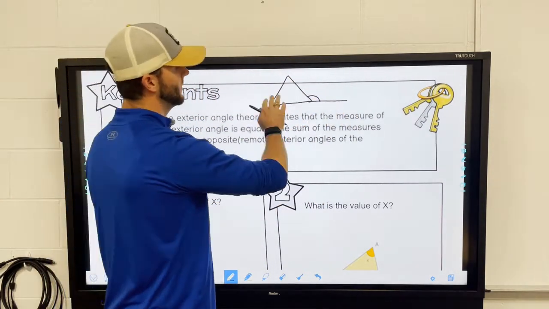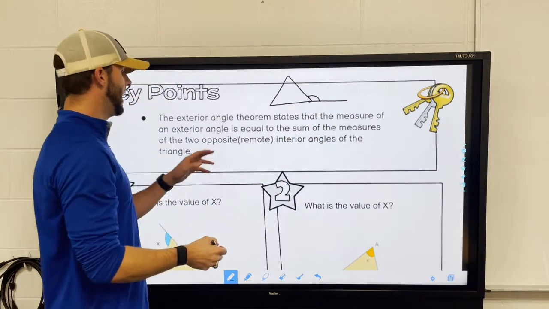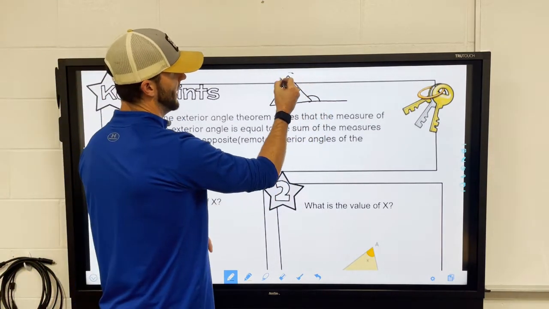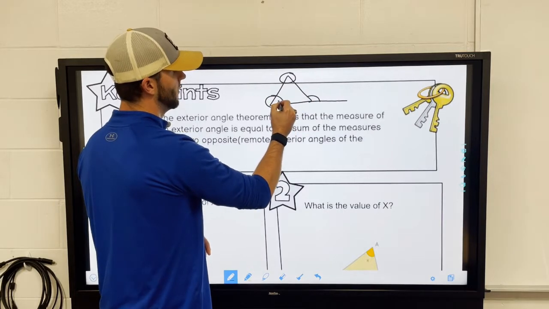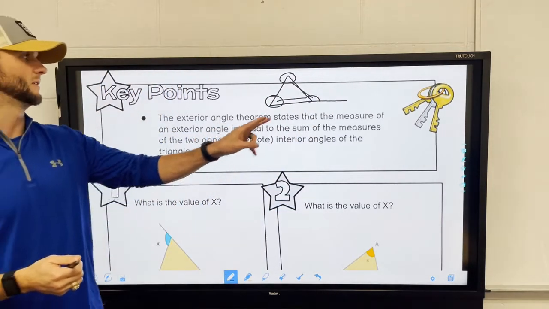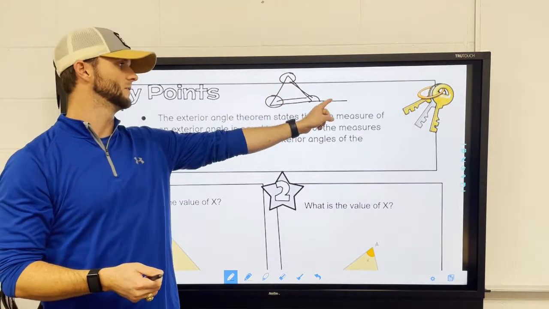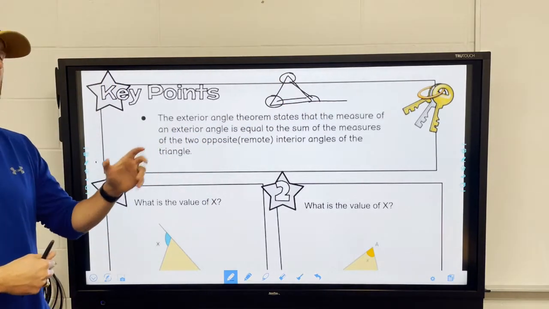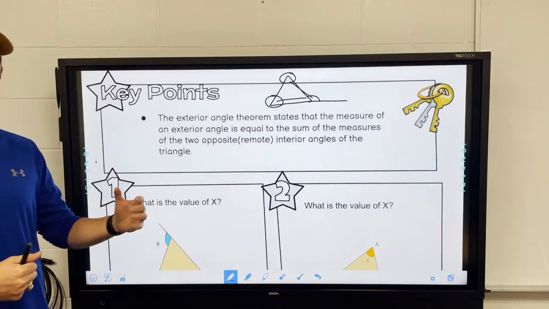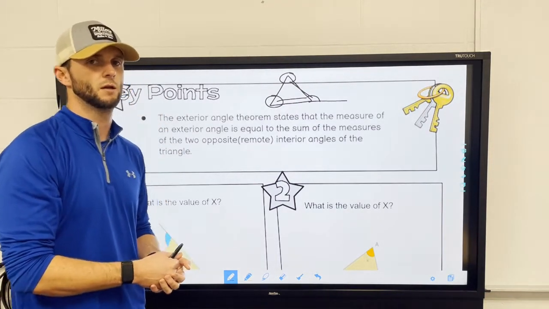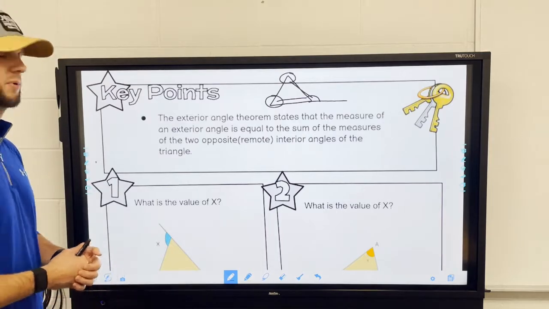So right now what we need to look at is my two opposite remote angles. So that means the two remote angles that are opposite of that angle would then add together to equal that angle. So basically I'm going to take the two remote angles and add those together to give me that angle. So that, ladies and gentlemen, is your exterior angle theorem here. So we're going to take this, we're going to apply it to our examples, and then you can go and apply it to your skill check. So let's go and skip over example number 1.